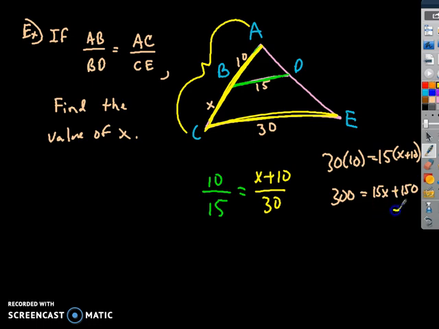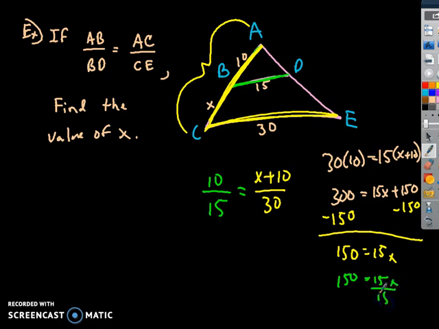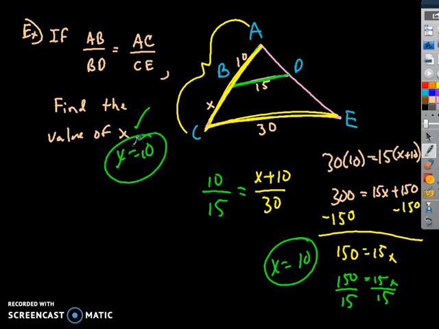You probably subtract 150. You'd be left with 150 equals 15x. And from there, I would divide by 15. So x is 10. Alright, our goal was to find x, so we just did it. X equals 10. Alright, that's how we can use proportions to solve problems in triangles.